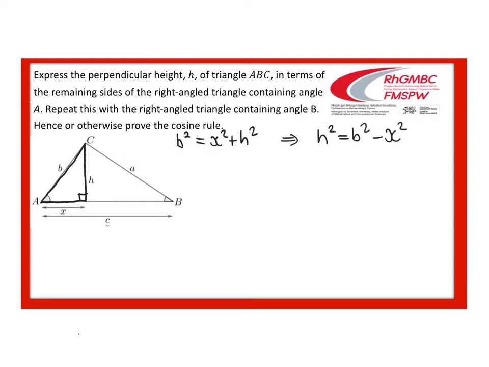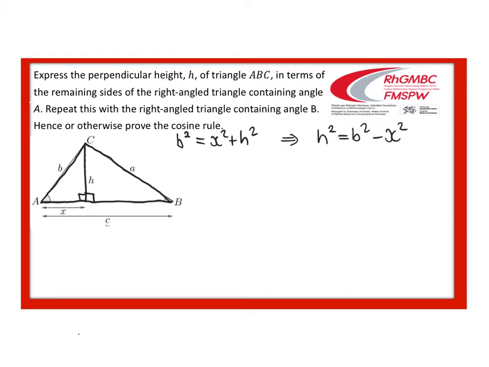Now, I'm not going to fully rearrange it in terms of h. I'm just going to leave it in terms of h squared at the moment. You'll see why in a moment. Okay, so next it says repeat this with a right angled triangle containing B. So you'll notice we've got this other right angled triangle here, which I'm now highlighting, contains angle B.